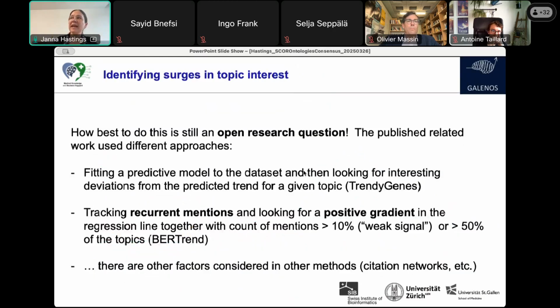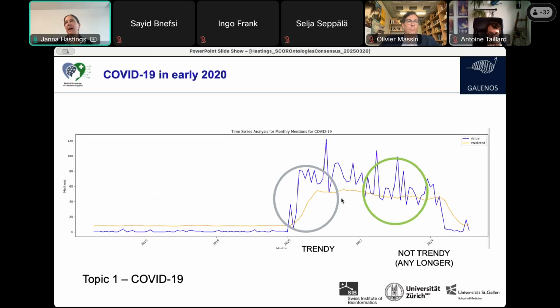Okay, so then there's a kind of challenge. How do we identify relevant surges in interest in a topic? What does that even mean? There have been some approaches which have tried to do something like this in the genomics or the biomedical literature, and they took different strategies.